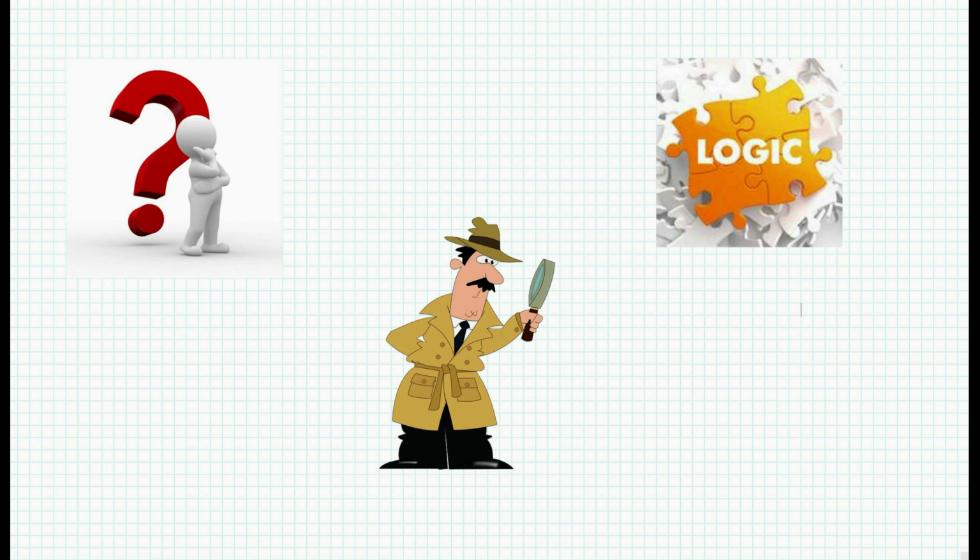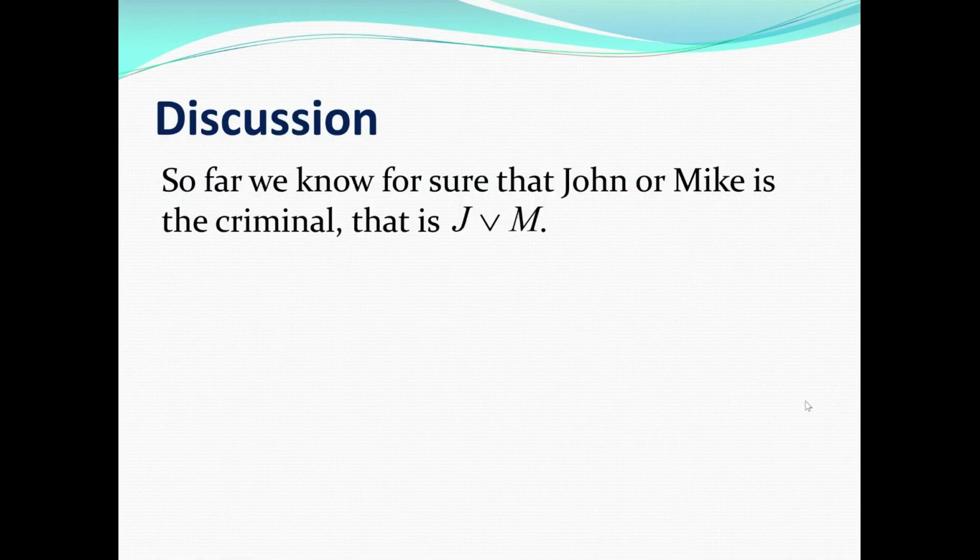So let's assume we have two suspects, okay? And let's call these suspects John and Mike. So far, we know for sure that John or Mike is the criminal. So we can actually write this as a disjunction, J or M. Therefore, the detectives have to investigate John and Mike's actions. But again, since these are the only two suspects, it has to be either John or Mike, the criminal.